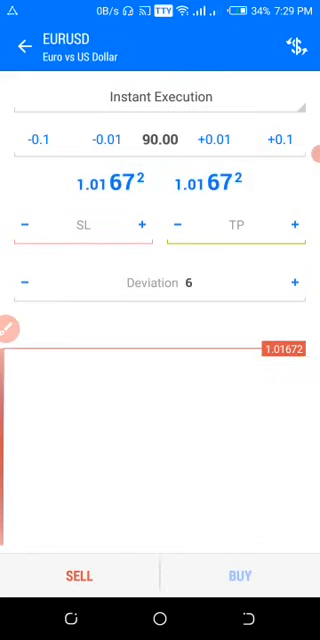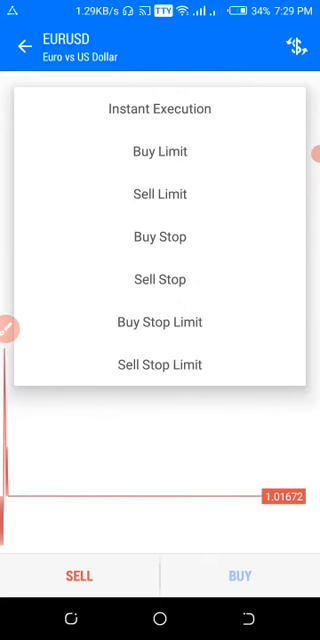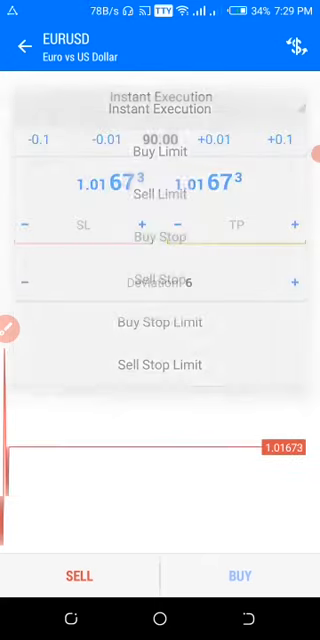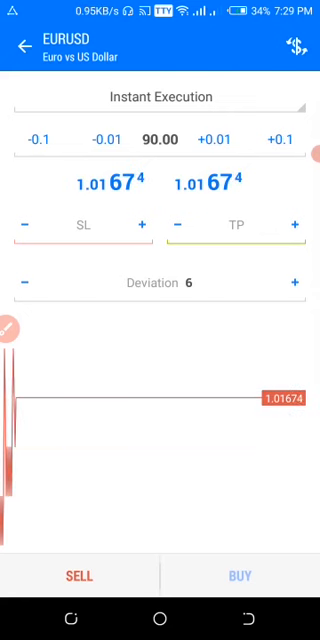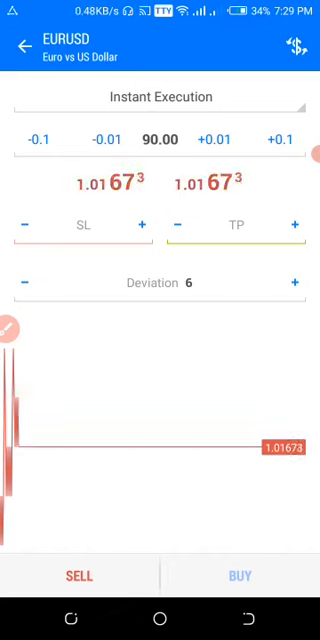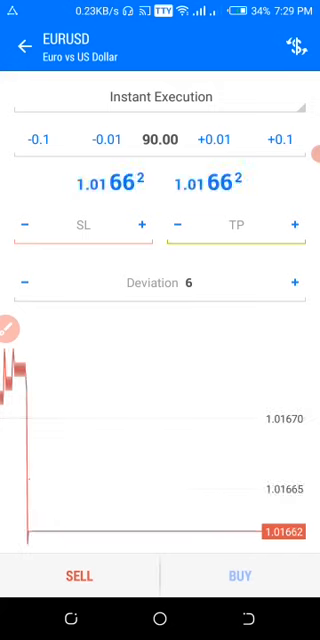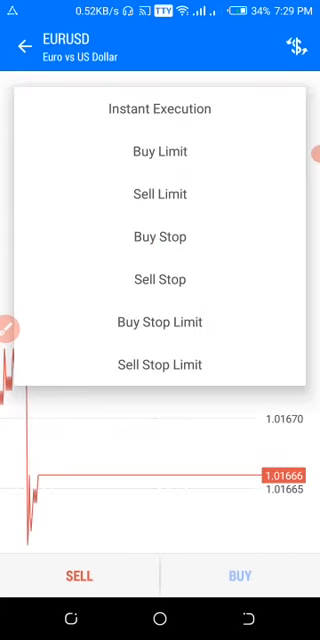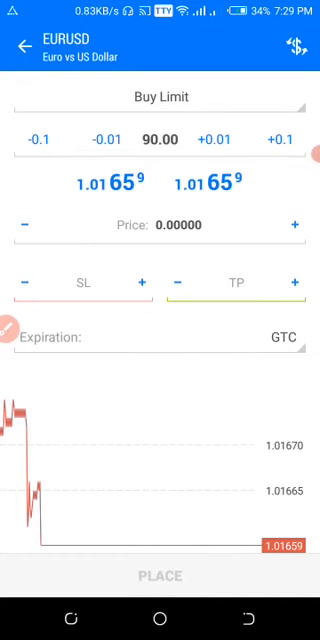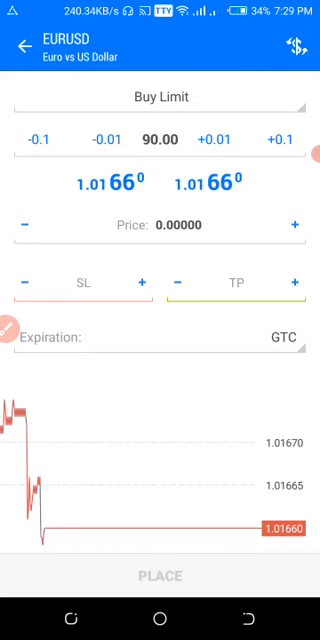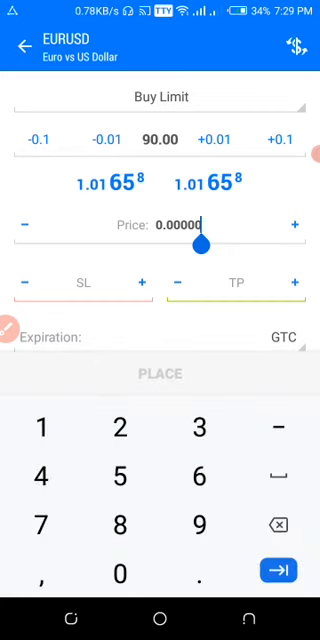Down over here, this is where, for example, if you want to buy instantly at the market price, you can put instant execution, so that when you click buy, it will buy automatically. But when you want to buy at a certain level, let's say you are predicting the market is going to continue to go down maybe up to 1.01, then you can select buy limit and put 1.01. Then when the market reaches this level, it will buy automatically.